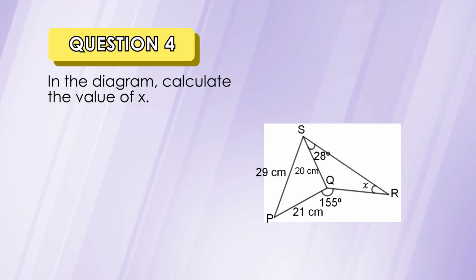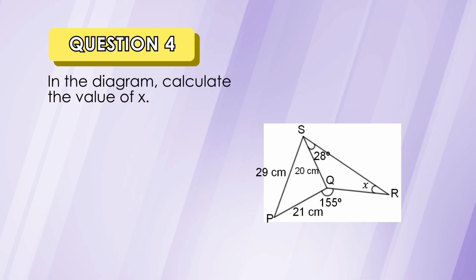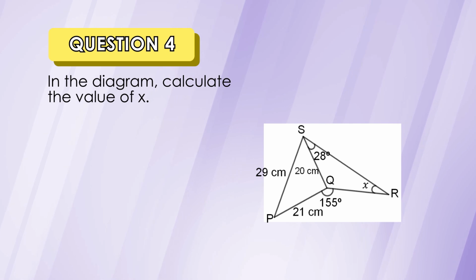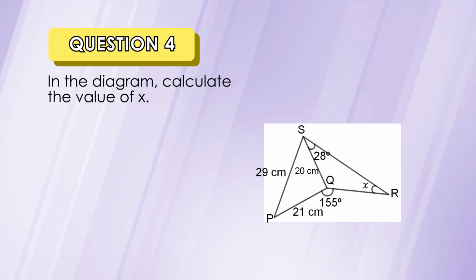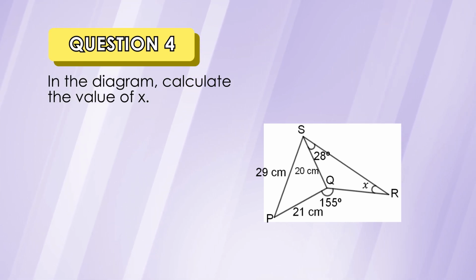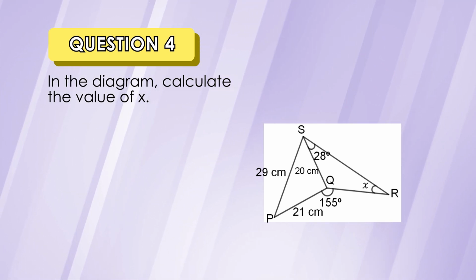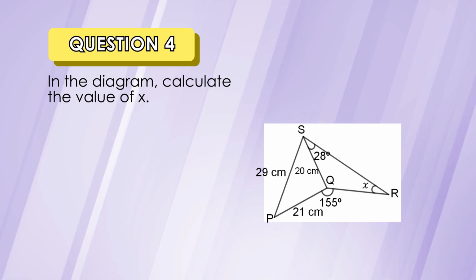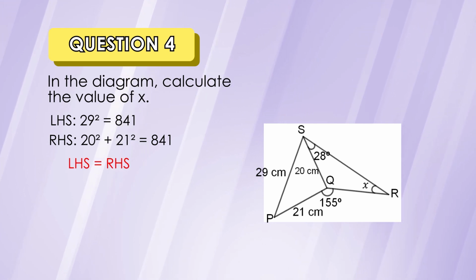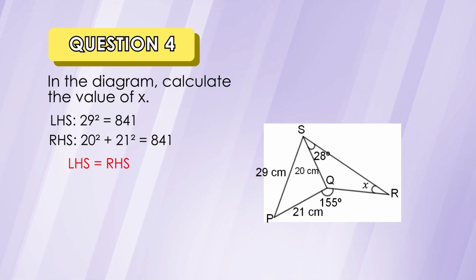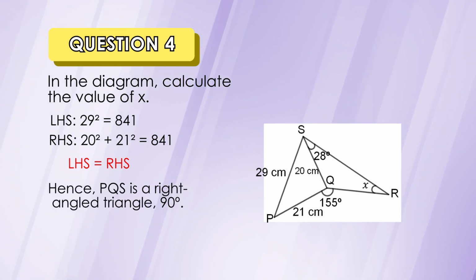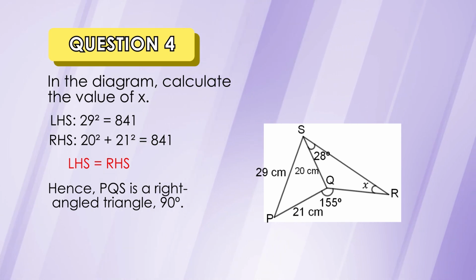In order to get the value of x, we first need to find the angle at SQR. First, we need to determine whether triangle PQS is a right-angled triangle or not. We will use the theorem to compare the answers from both sides like this. Turns out, the answers are the same. So, PQS is a right-angled triangle. Now, find the angle SQR.